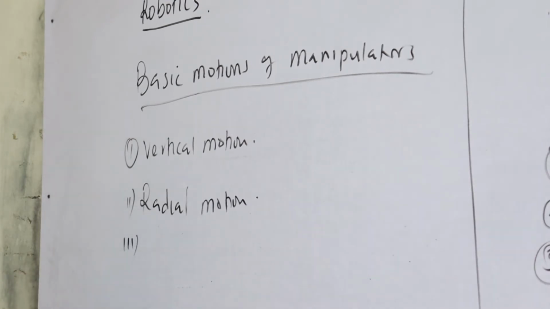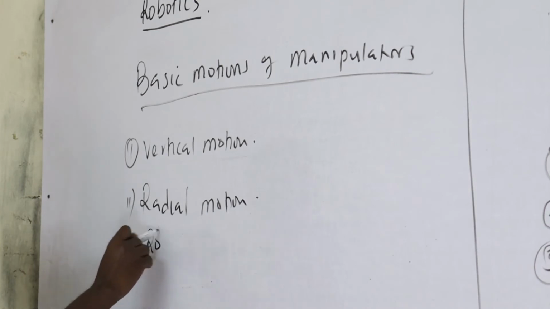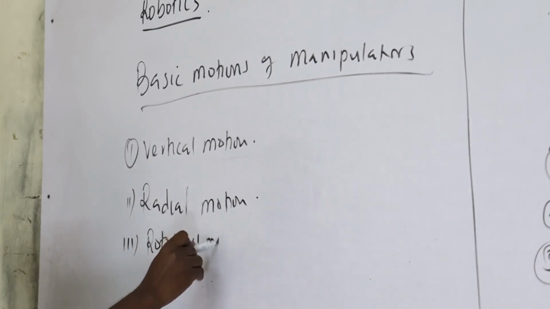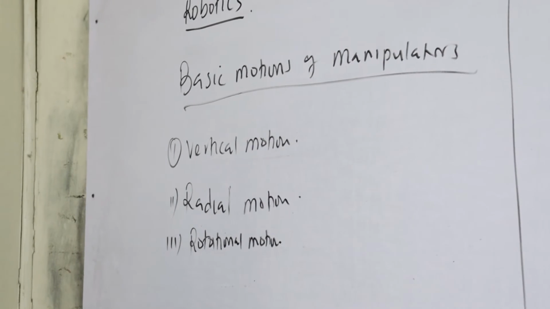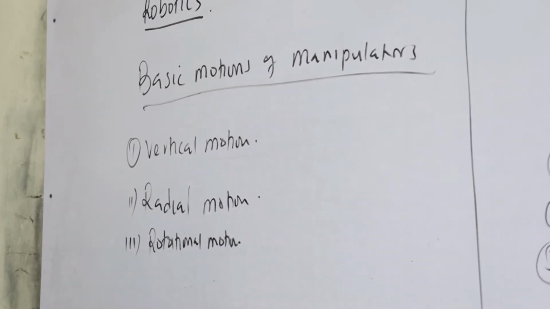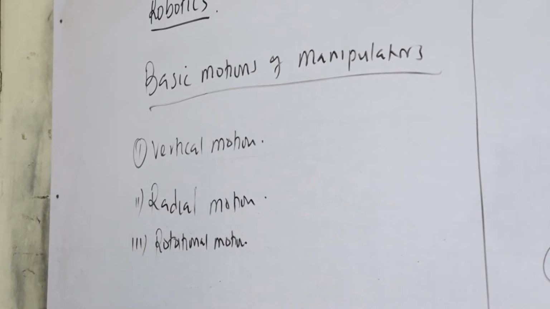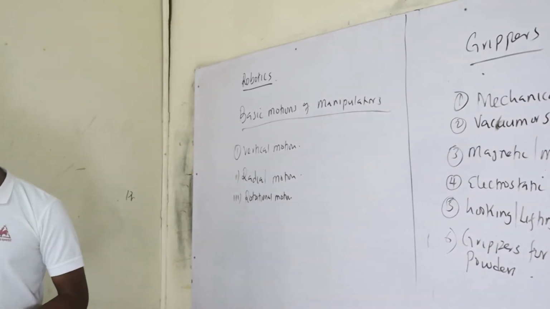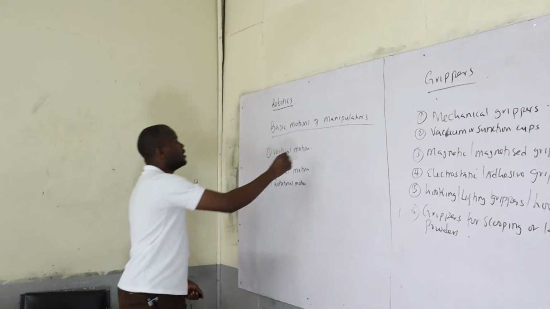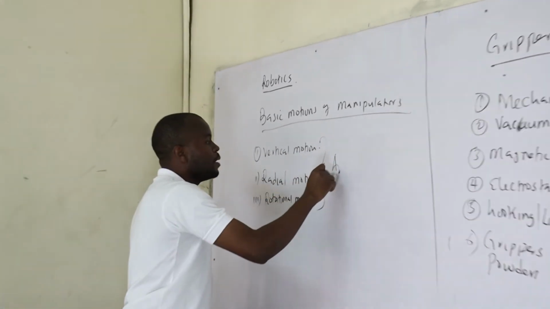The third one is what we shall refer to as the rotational motion. When you talk about the rotational motion, this usually refers to the clockwise or anti-clockwise rotation about the vertical axis of the manipulator arm, through what we refer to as the arm sweep. So we are simply talking about either clockwise or anti-clockwise rotation about the vertical axis of the manipulator arm, and this is always provided by what we refer to as the arm sweep. You'll realize that the first 3 degrees of freedom usually involve the arm movement.